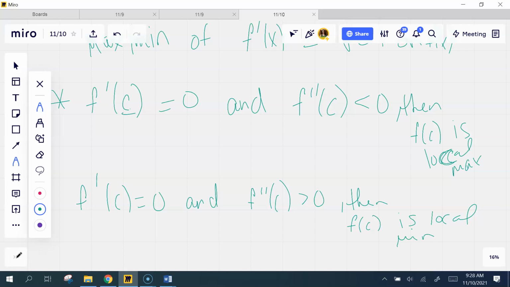All right, let's do a couple examples. What you'll be doing is you could be given the graph of the first derivative and asked to graph the original function, or you could be given the graph of the second derivative even and asked to go backwards.